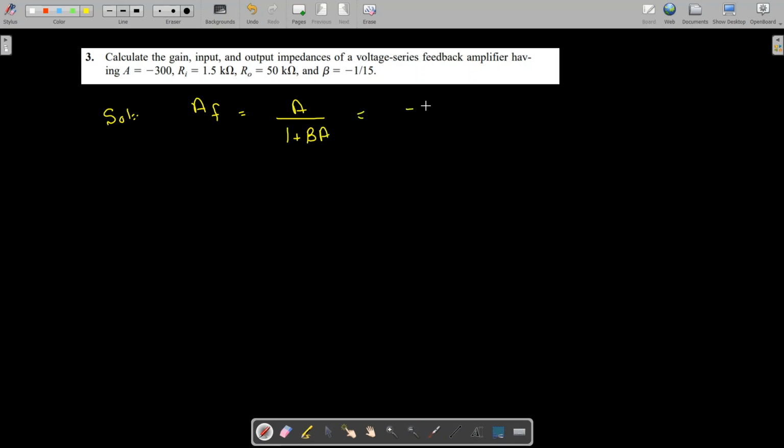Now here A is given, which is minus 300, and we have beta, the feedback factor, that is minus 1 by 15, and then we have again A, which is minus 300. So we have minus 300 divided by 1 plus beta A. So 15 times 20 is 300, because 15 twos are 30 and the 0 is over here. And minus into minus will be plus. So we have 1 plus 20, that is 21. So we have 1 plus beta A equal to 21. And if you solve this, you are going to get minus 14.3. So we have found out the gain with feedback.